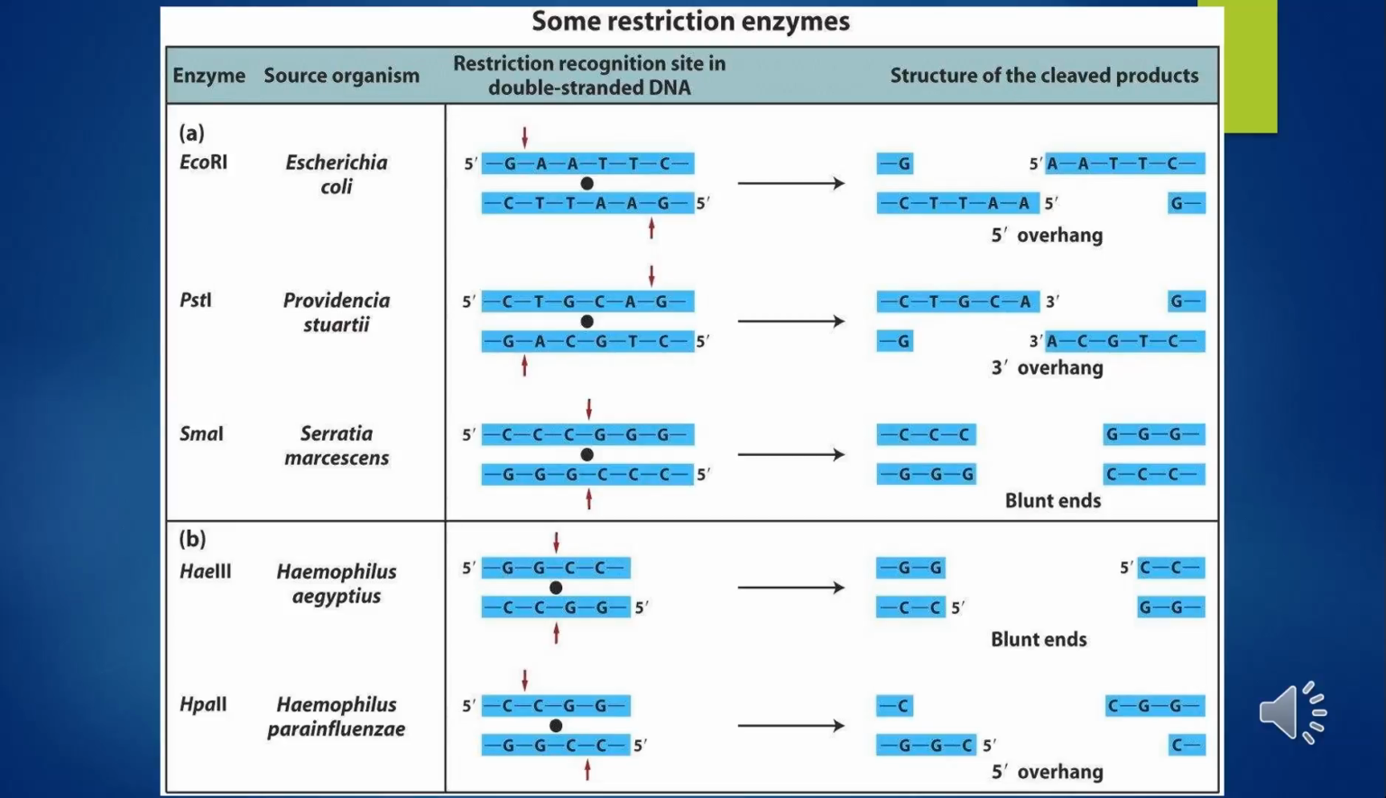I'm giving you one more example, HPA2. Its source organism is Haemophilus parainfluenzae, and the restriction recognition site in double-stranded DNA is CCGG, and the structure of cleaved products is that it cuts between C and C on both sides, at the 5 end between C and C. So these are called blunt ends or overhung ends. So these are examples: EcoR1, Hind2, then HPA2, etc. You can learn more from this slide.